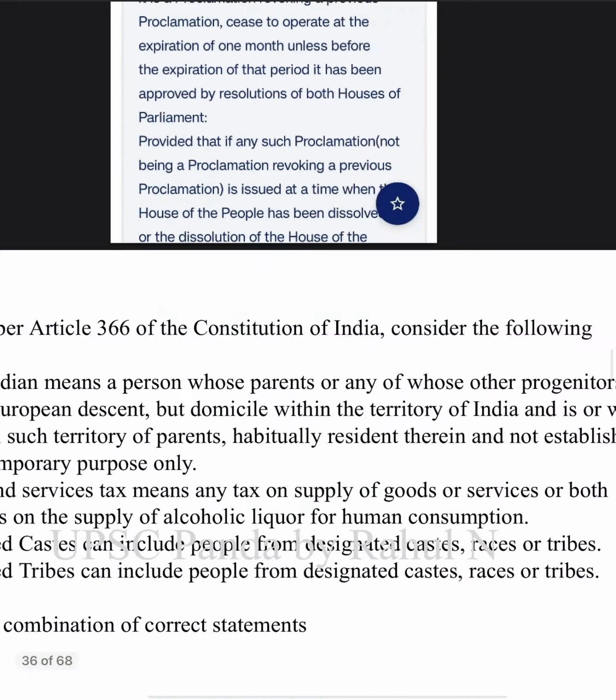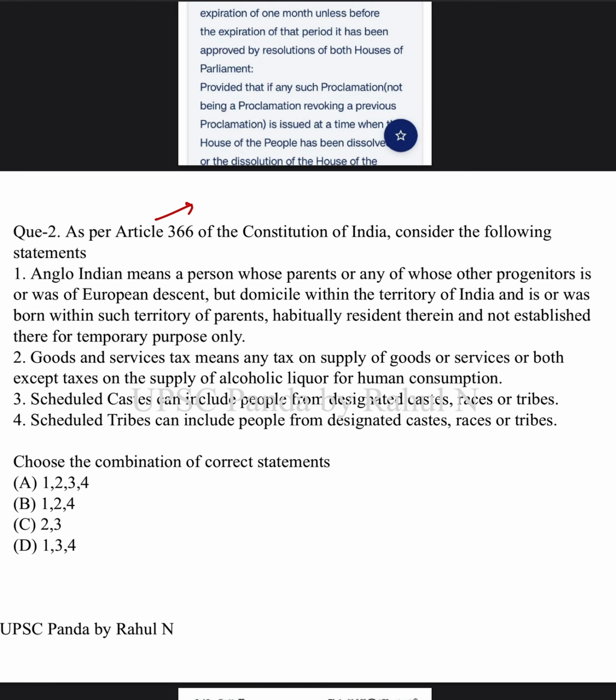It is as per Article 366 of the Constitution of India. This Article 366 deals with definitions. So what is the meaning of Anglo-Indian? What is the meaning of goods and services tax? What is scheduled caste? And what is scheduled tribe? So these four things have been asked. Let us see one by one.